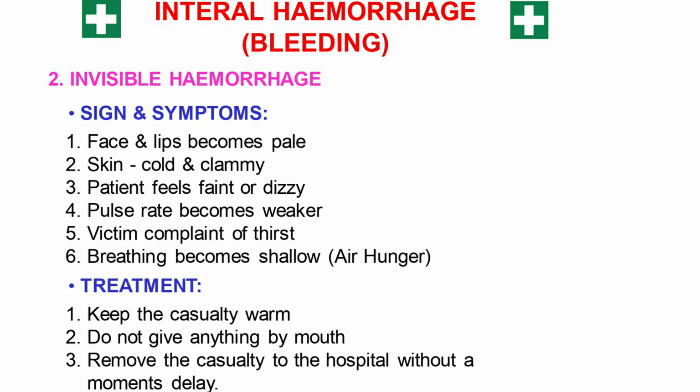2. Visible hemorrhage, signs and symptoms: 1. Face and lips become pale. 2. Skin cold and clammy. 3. Patient feels faint or dizzy. 4. Pulse rate becomes weaker. 5. Victim complains of thirst. 6. Breathing becomes shallow, air hunger.